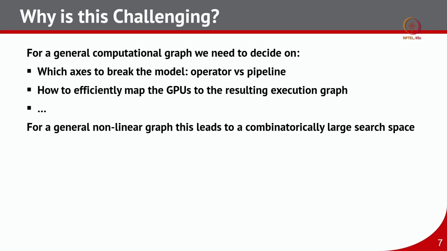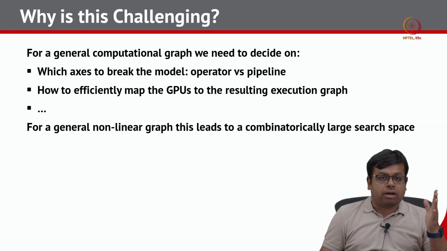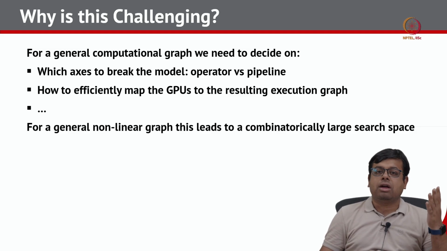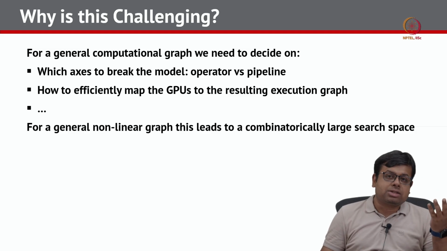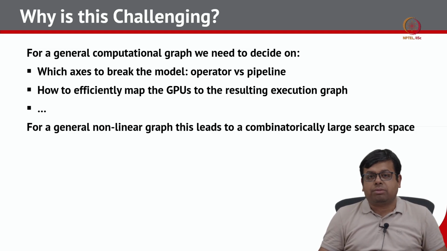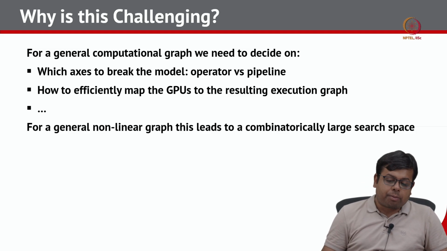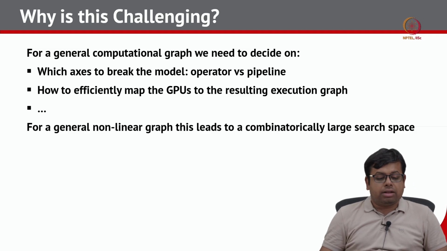Why is this challenging for a general computational graph? Whenever we say computational graph, we mean we take one DNN model and treat each of the layers, kernels, or computational elements as one node. Each node is connected. If you assume one layer is one node, then there is a specific computation pattern from one layer to another, and that creates a graph. Now, for a general computational graph, we need to decide on which axis to break the model. We can do operator parallelism or pipeline parallelism. Then we need to decide how to efficiently map the GPUs to the resulting execution graph.